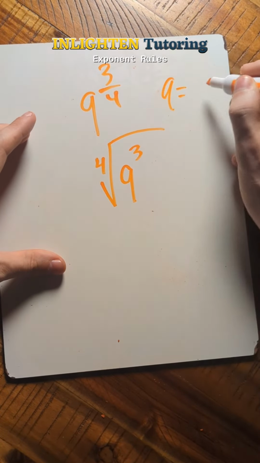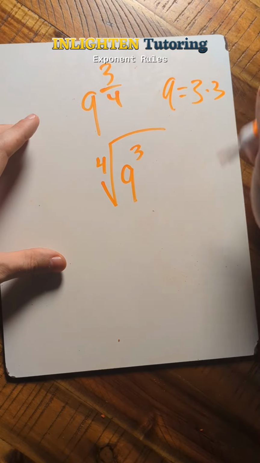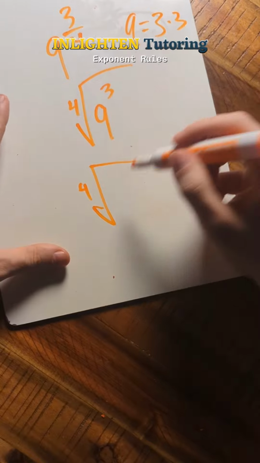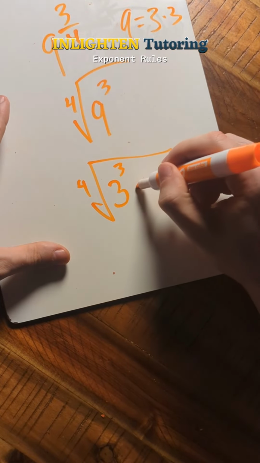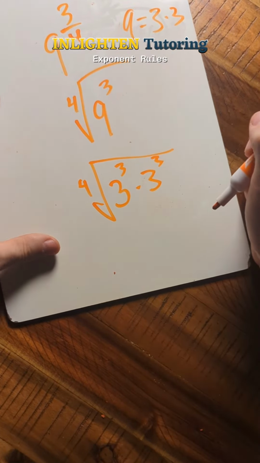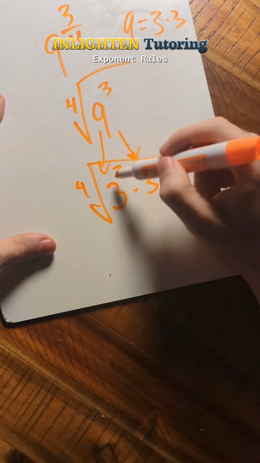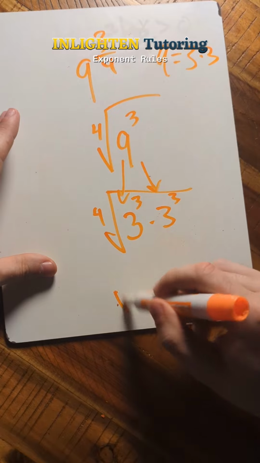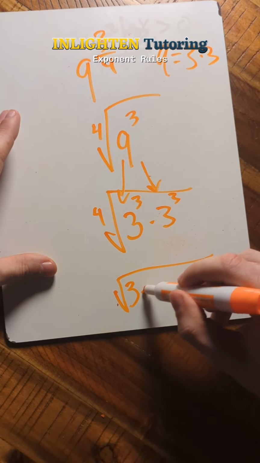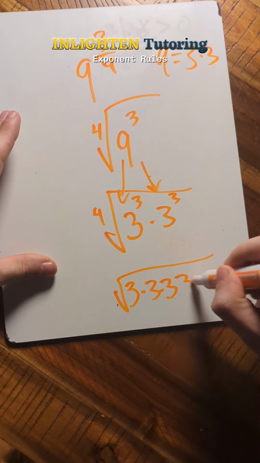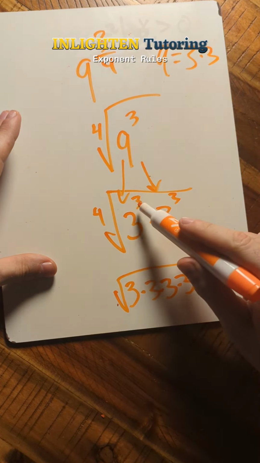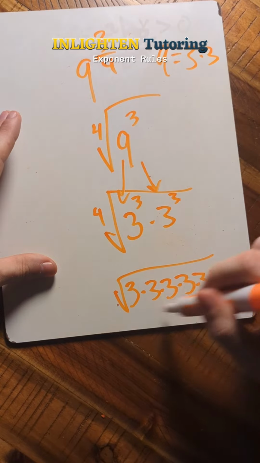9 is really 3 times 3. So what I can do here is I can break 9 to the 3rd power up into 3 to the 3rd power times another 3 to the 3rd power. 9 is 3 times 3, so I can break it up like this. Now, if I do that, that means I've got, if I write the whole thing out, 1, 2, 3, 4, 5, 6 threes in here. This is 3 of them, this is 3 of them, 6 total.